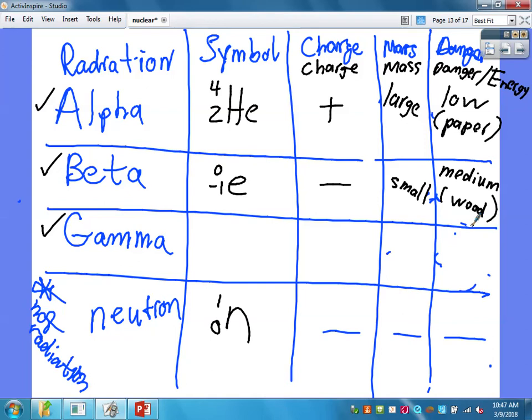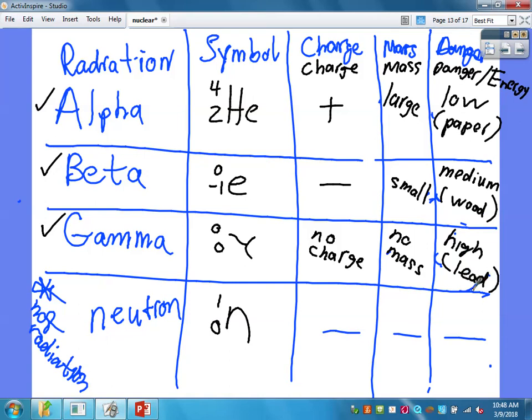Gamma. This is the one you got to be scared of. It has kind of a funky symbol like that, almost like a weird looking Y. It is 0, 0. So this has no charge. It has no mass. Basically, it is pure energy. So it has a very high amount of energy. You will need basically lead to stop this. All right? Just like when you go to the doctor's office, you need to wear a lead vest when you take x-rays. All right? Gamma is going to actually need even thicker lead than what you have with the x-rays.